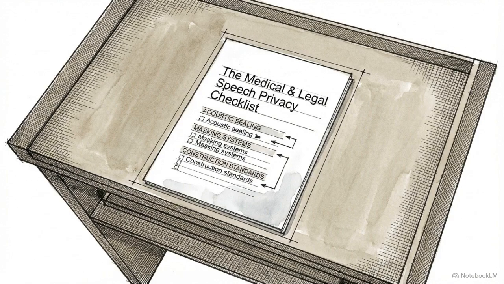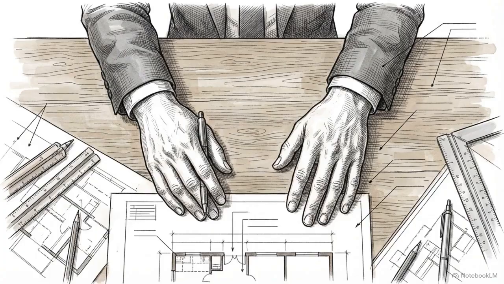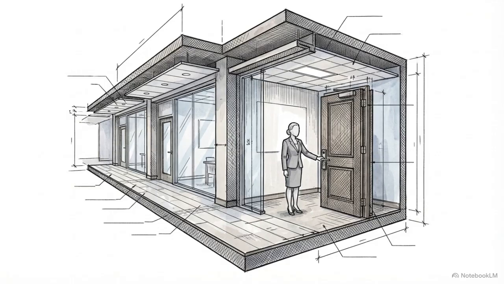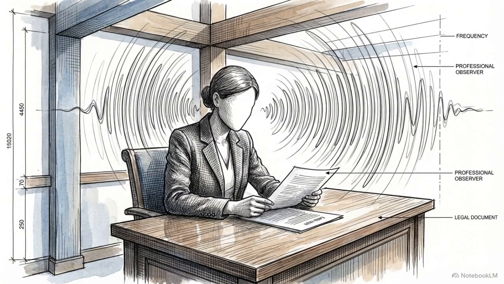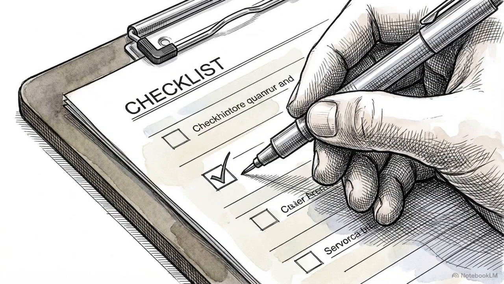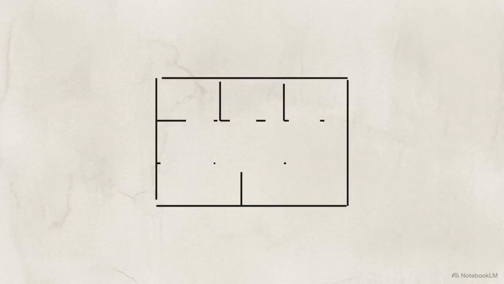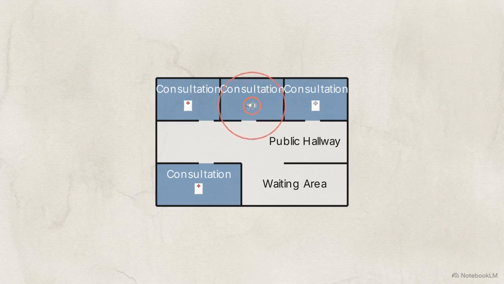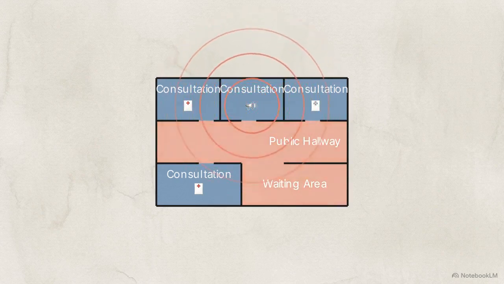You will need a printed checklist, a single sheet of paper, and a colleague to help test. To begin the audit, have your colleague enter a private consultation room and close the door completely. Have them read a document aloud at a normal conversational volume. Performing these tests ourselves removes the guesswork. Relying on assumptions about your office walls leaves your professional reputation and your legal compliance entirely up to chance.